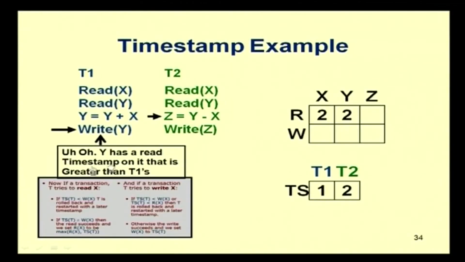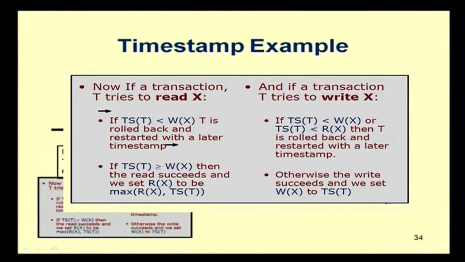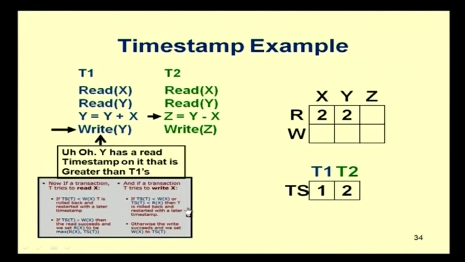So, nothing changes. Now, what happens, we have a write y. Y has read a timestamp on it that is greater than T1. So, now what happens, look at this rule. Here you have R(y) = 2 and you have TS(T) = T1 = 1, which is less than W(x), so T is rolled back, because y has read a timestamp on it that is greater than T1's. I will repeat again.